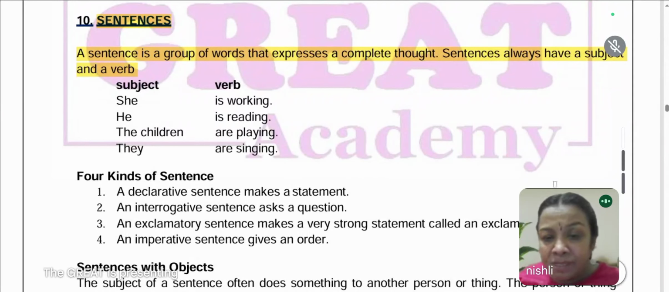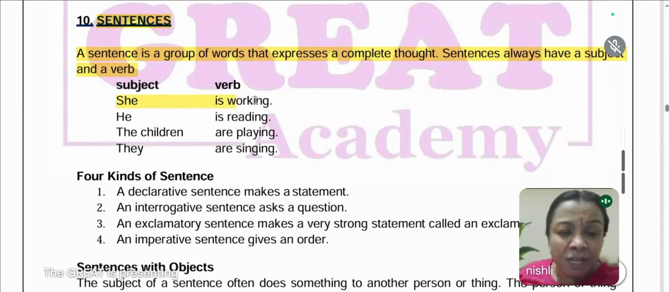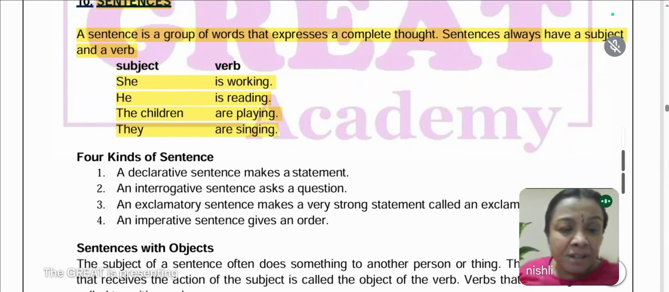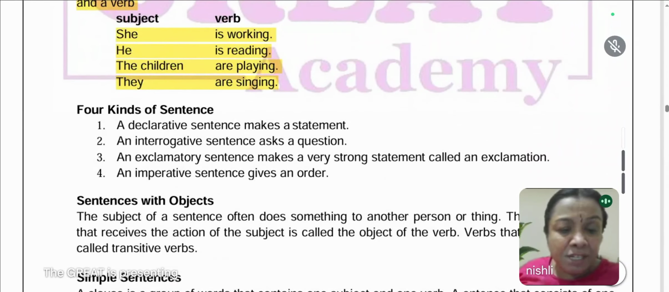Sentences always have a subject and a verb. She is working. She is the subject, is working is the verb, and it's a sentence. Next is, he is reading. The children are playing. The children is the subject and are playing is the verb. They are singing. So they is the subject, are singing is the verb.